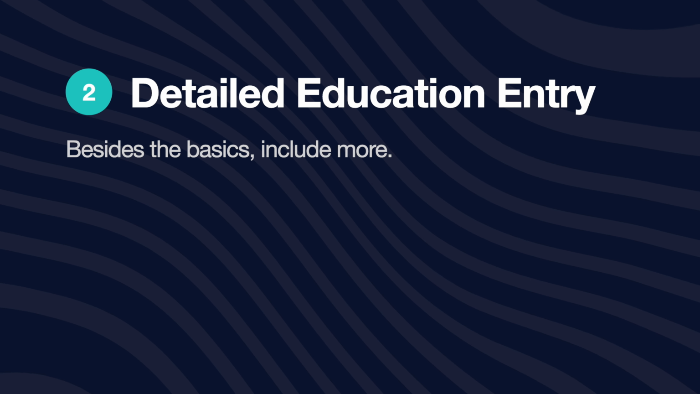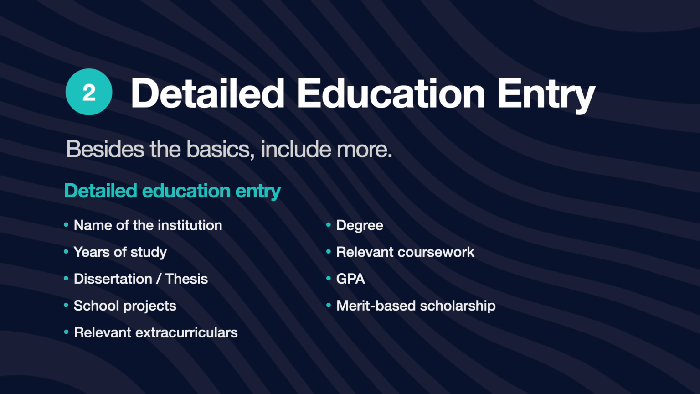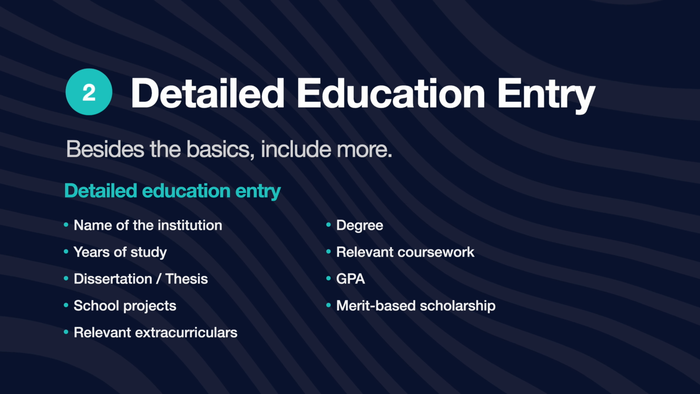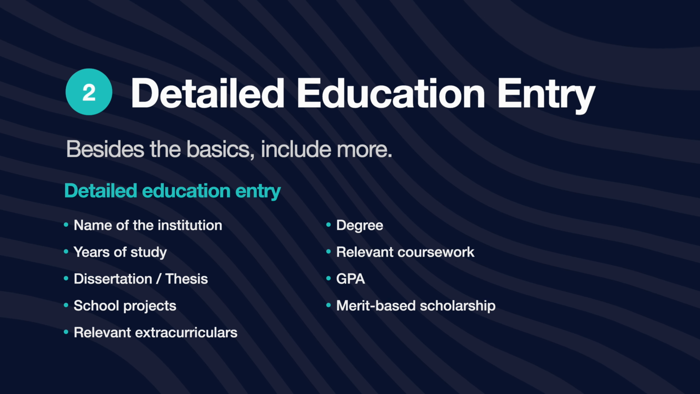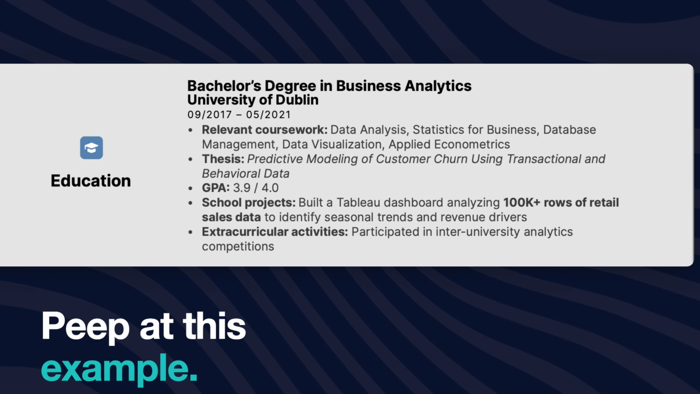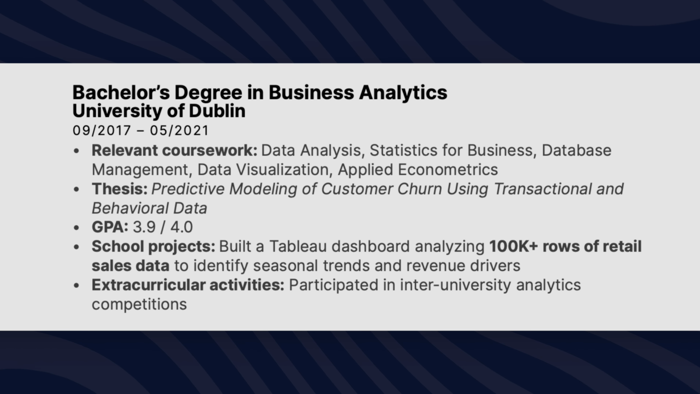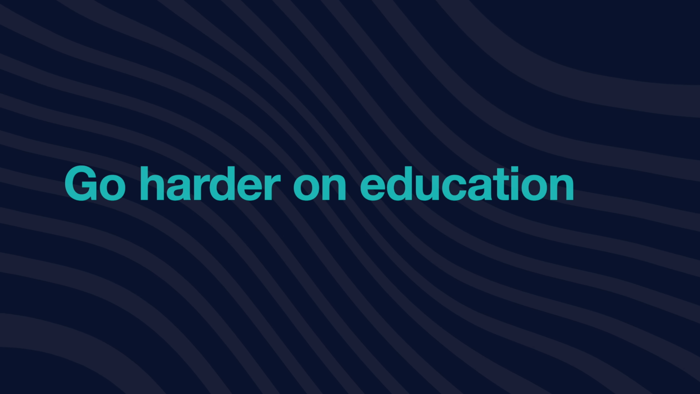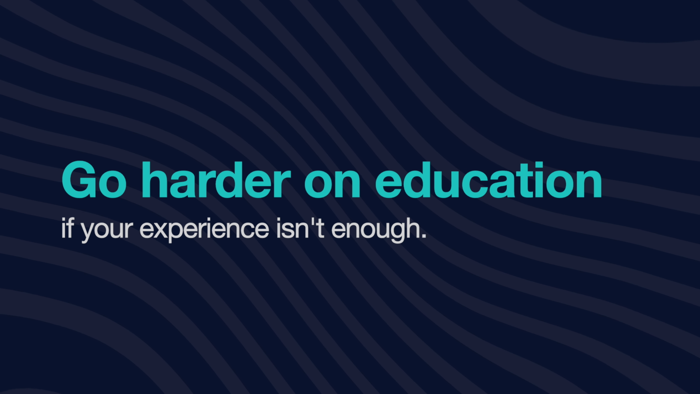The second option is the detailed version. Besides the basics, this can include things like relevant coursework, dissertation projects, GPA, extracurricular activities, school projects, merit-based scholarship, club membership, and things like that. Peep at this example. Everything here is relevant to the role and skills of a data analyst, even the extracurriculars and club membership. As we've said at the beginning of this guide, every bit of info you put on your resume has to support your application.